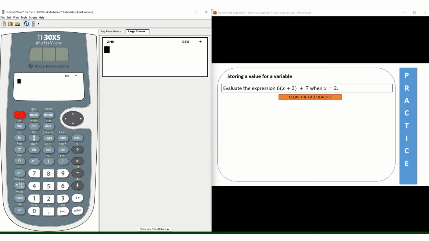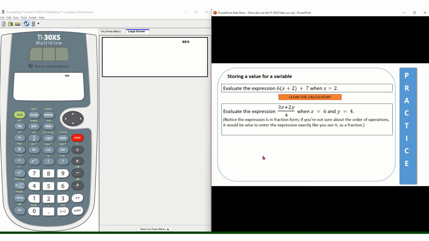I'll press the second key and then the 0 key to reset. I get this mini menu. I can either press the 2 key or I can use the down arrow key to get to that option. Once I select that option, memory cleared, I'll press the clear key to get to the main screen. Another way you can clear or reset your calculator is if you simultaneously hold the clear and the on key, it will reset and clear that memory. So let's go ahead and take a look at the second example.